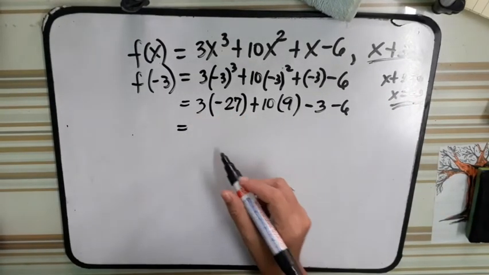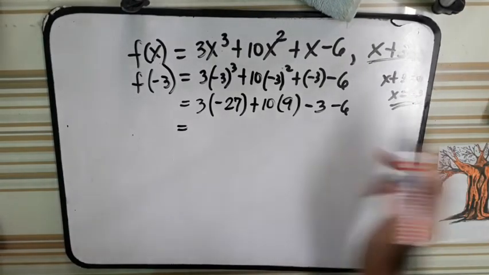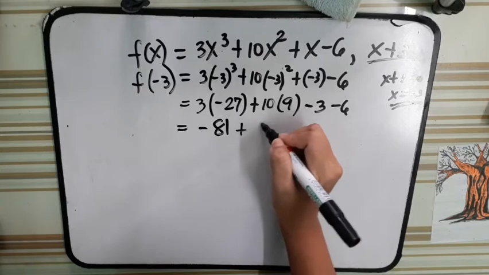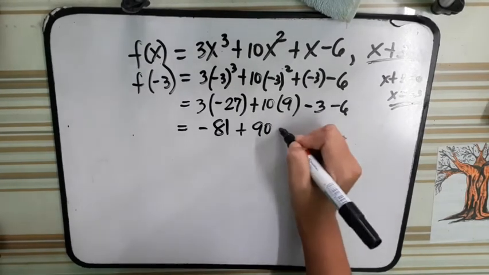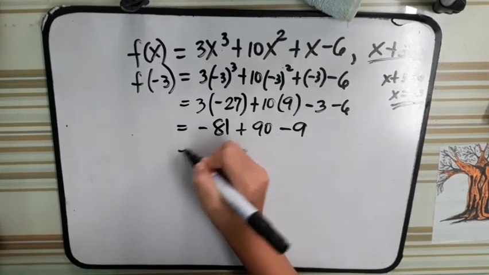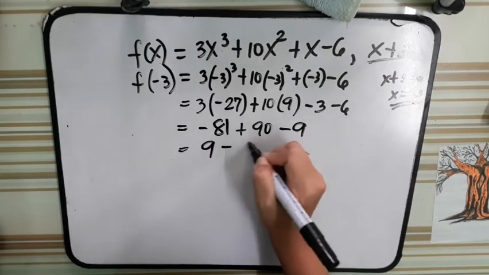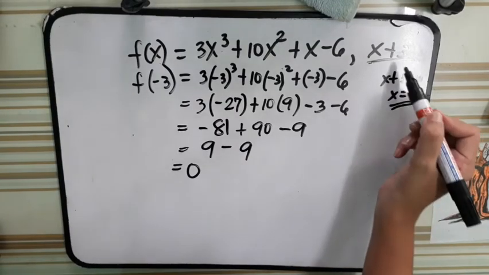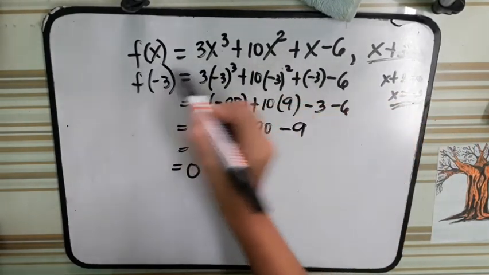Let's continue simplifying. So 3 times negative 27 is equal to negative 81. 10 times 9 is equal to 90. Negative 3 minus 6 is equal to negative 9. Now, negative 81 plus 90 is equal to positive 9, minus 9 is equal to 0. So therefore, x plus 3 is really a 0 or a factor of the given polynomial.